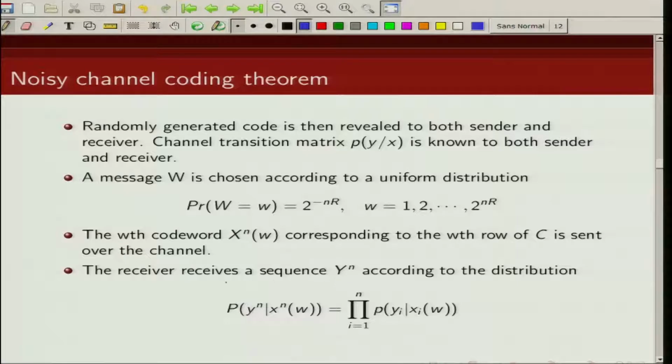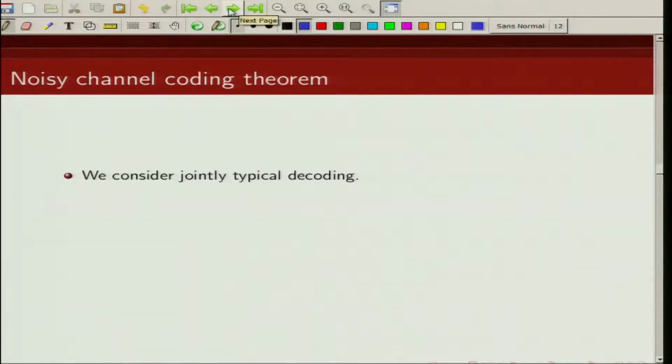Now what the receiver receives is y^n, and the probability of y^n given that a particular x^n(W) was sent, for a discrete memoryless channel without feedback, is given by this expression. Now once we receive y^n at the receiver, we are going to do what we call jointly typical decoding. So we are going to do a typical set decoding. Now this is a suboptimal decoding technique, but asymptotically it is basically optimal.